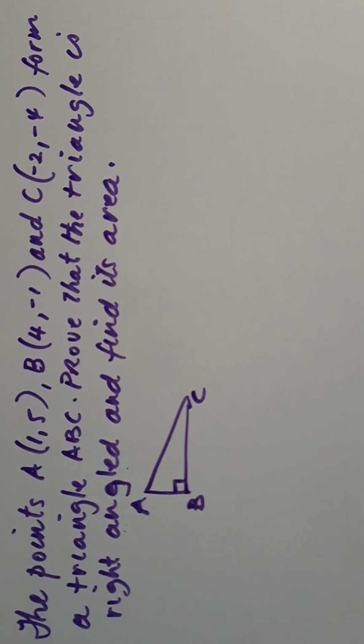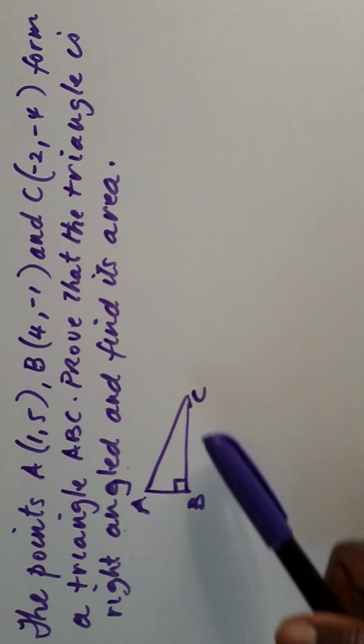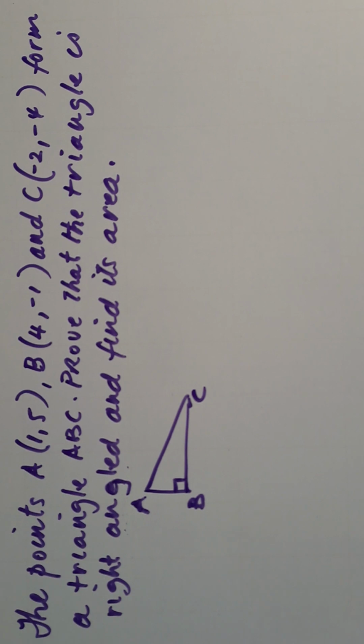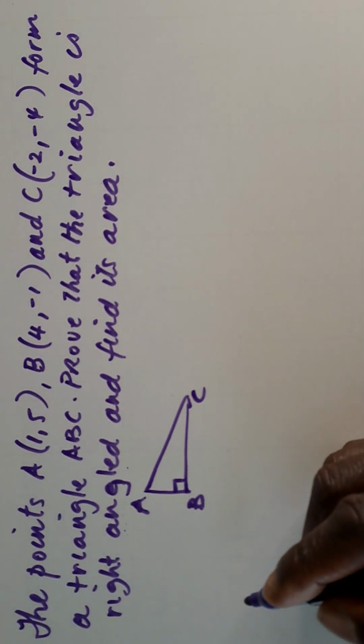So our first approach is to find the gradient. We find the gradient of AB and the gradient of BC. We can then find whether they satisfy a certain condition, and then we can determine whether these two sides are perpendicular, and then we can go ahead and use other concepts to prove that it's a right angle. So first of all, we'll find the gradient.